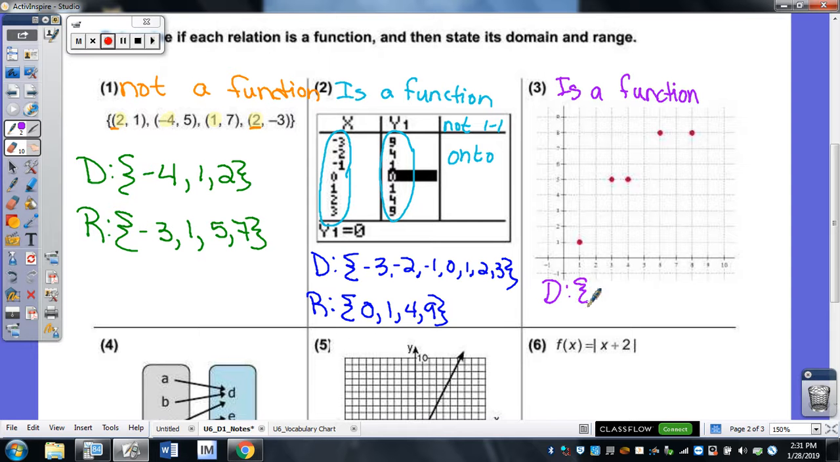So this one, for our domain again, we just want to write those x values where those points are. So we got 1, 3, 4, 6, and 8. Because it passes the vertical line test. If I do a vertical line, it would only hit one point at a time. So then our range, we got 1, these ones are at 5, and then 8. So 1, 5, and 8 would be our range there.